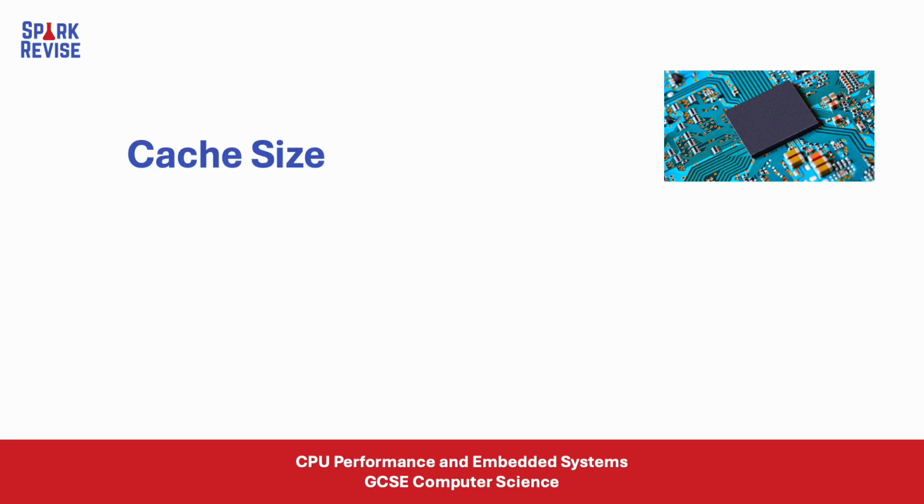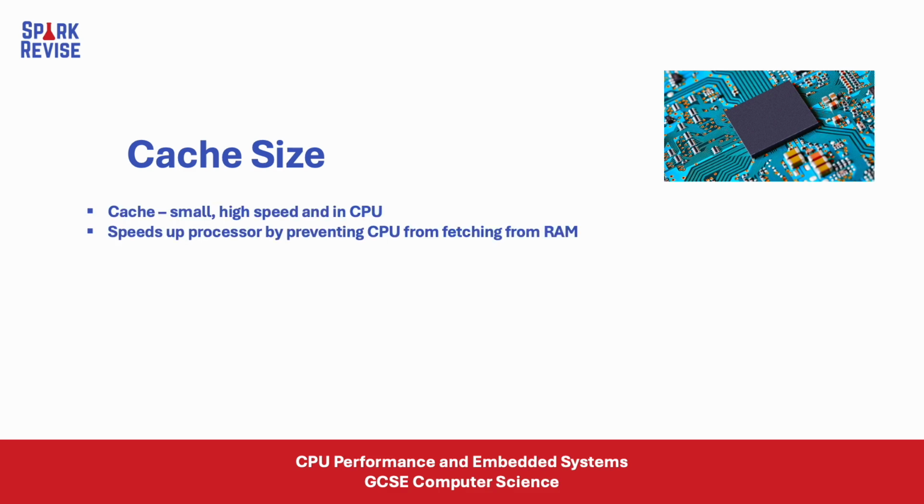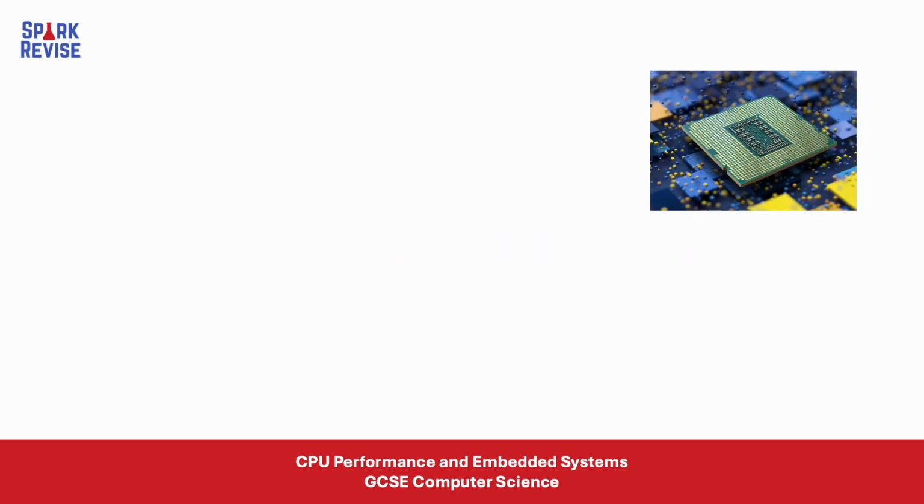Cache. Cache is a small high-speed memory located inside of the CPU. It stores frequently used data and instructions, so the processor doesn't have to repeatedly fetch them from the main RAM. A larger cache means the CPU spends less time waiting for data, therefore improving performance. Very simple. Cache speeds up processes. Your frequently used data and instructions are faster to access. The bigger the cache, the more that can be accessed. And we just have to remember that cache is really expensive and really small, so we can't have infinite cache.